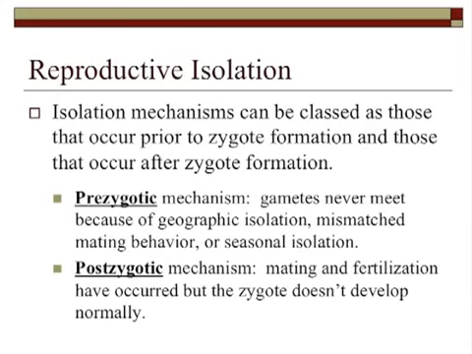The postzygotic mechanism is when mating and fertilization occur, but the zygote doesn't develop normally. So either the zygote is never born, dies at an early age, or is infertile. So the zygote can never reproduce. An example would be the mule. The mule is an infertile organism made by a horse and a donkey. So horses and donkeys are two different species because even though they can reproduce, they produce infertile offspring.